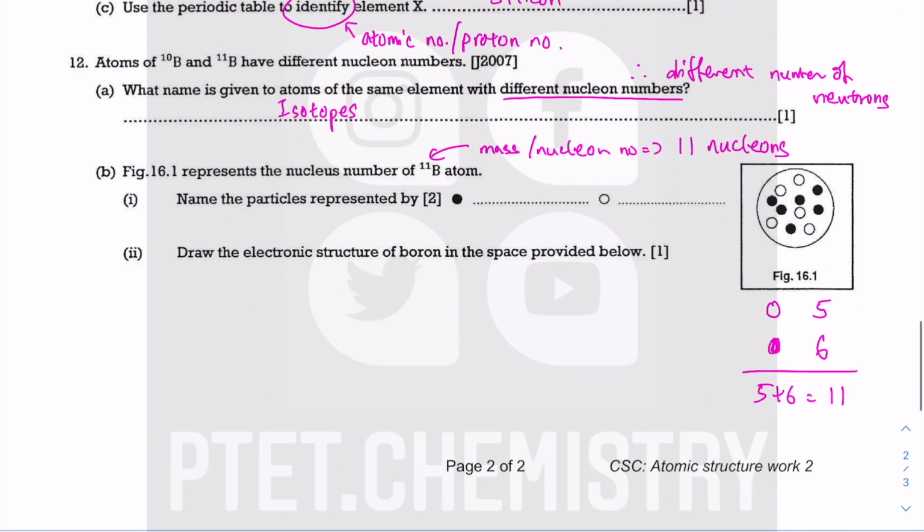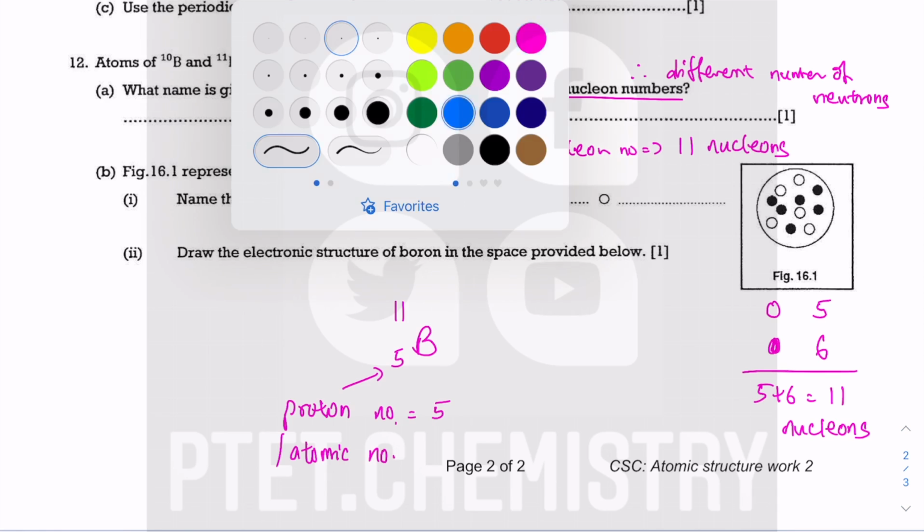These are inside the nucleus. Nucleons refer to the protons and the neutrons in the nucleus of an atom. Boron-11. If you look for boron in the periodic table, boron is element number 5. So the proton number is equal to 5. The other name for proton number is atomic number. So, 5 and 6. So what do we have that is 5? That means this one must be proton, because there are only 5 of it.